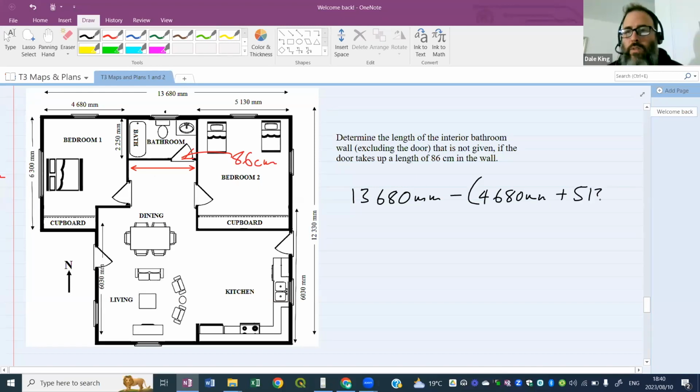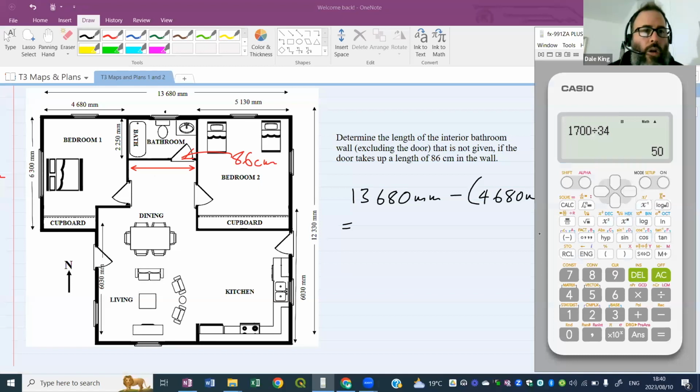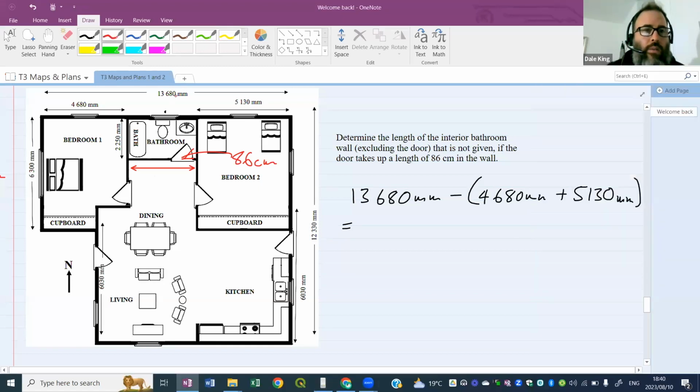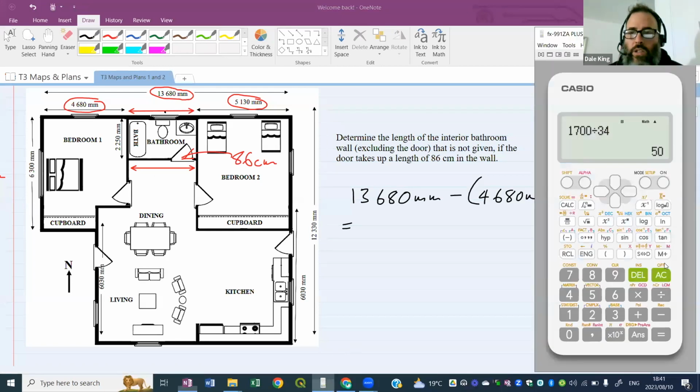All right, I'm doing exactly what you say. So 5130 millimeters. I'm writing units as I go. Let's do this calculation. We're taking the whole length of the house, which is this one at the top here, and we're going to minus this 4680 and minus the 5130 to get this dimension in the middle that's missing.